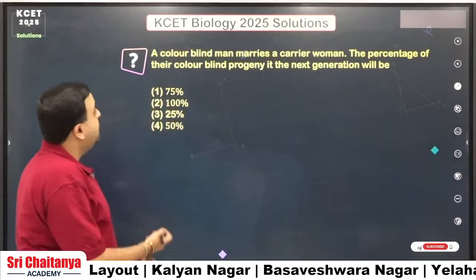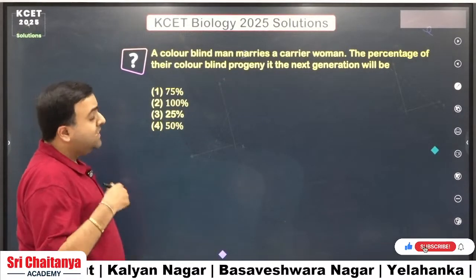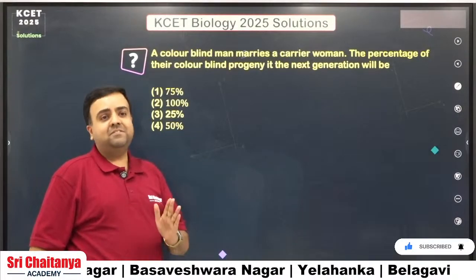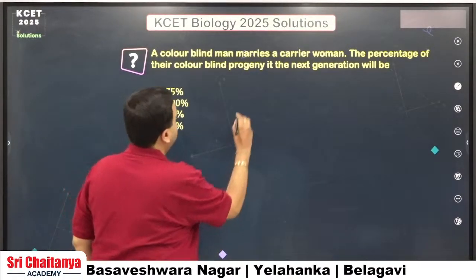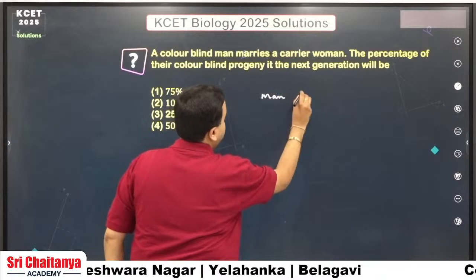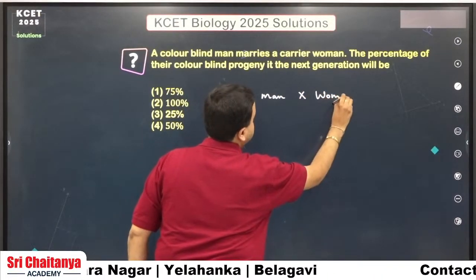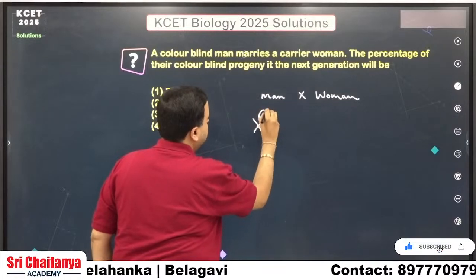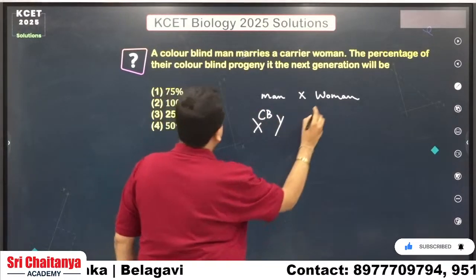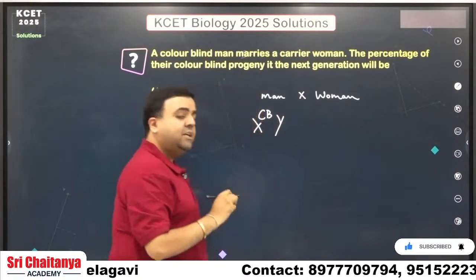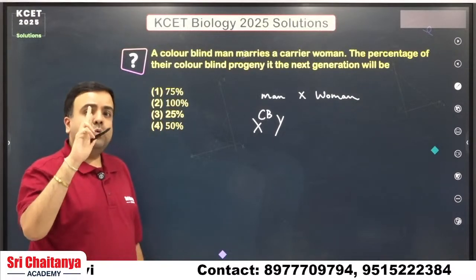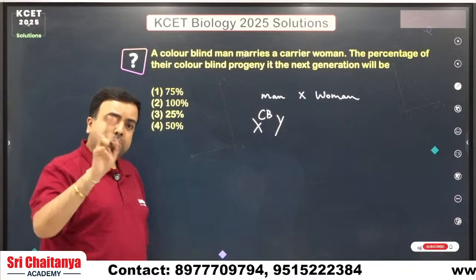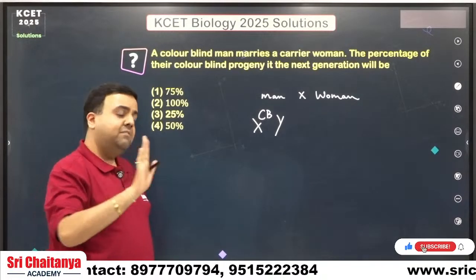Next, a color blind man marries a carrier woman. So here we are talking about X-linked recessive disorder, that is color blindness. Now man crossed with woman. Man is color blind, so X, CB, Y. Then the woman is a carrier. Now here you have to pay attention. Females have two X chromosomes. If one is defective, we call them carrier. If both are defective, we call them affected females.